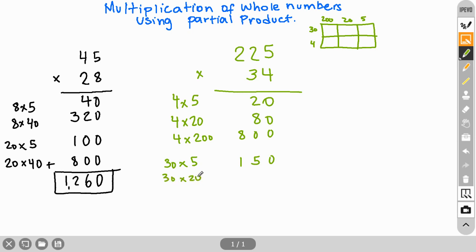It's a lot of teeny tiny steps. That's why we have to be very careful and be focused so we don't make mistakes. So 3 times 2 equals 6, and there are 2 zeros, so it's actually 600.